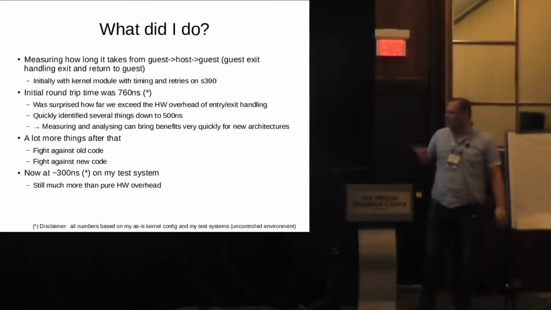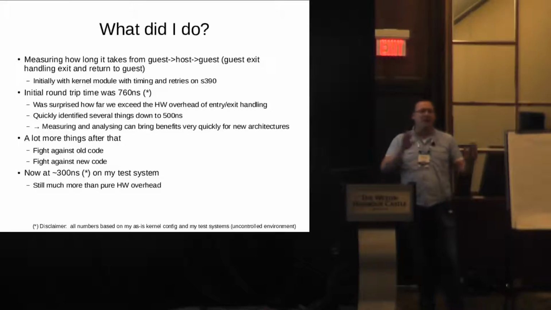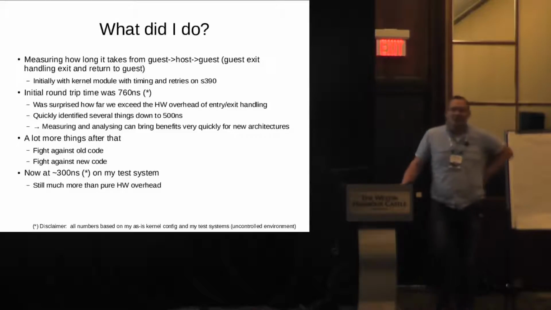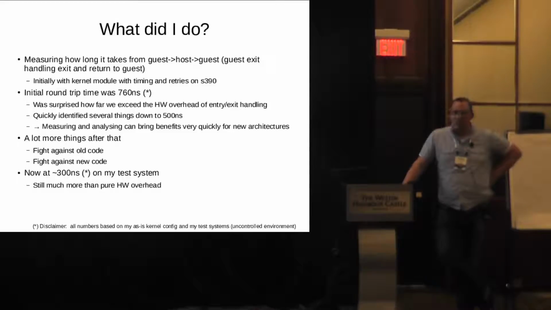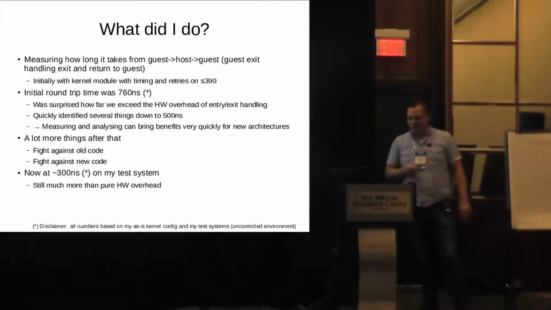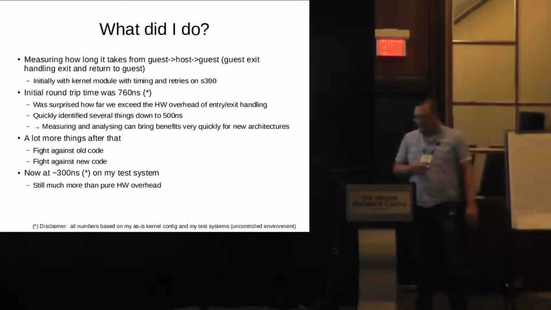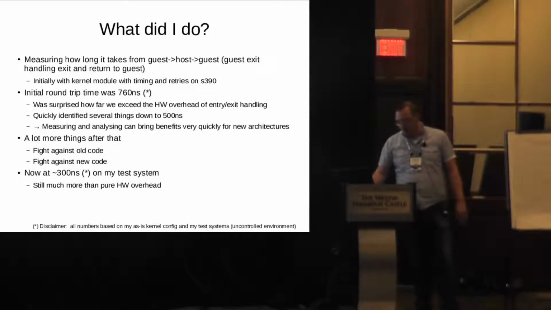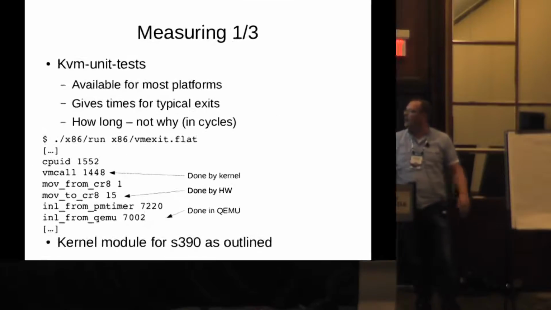Today I'm on 300 nanoseconds on my test system with my private kernel config, so this is a totally uncontrolled measurement. Any kernel config might change that number really heavily, so there's no value in comparing that to whatever. I also have some numbers for x86 on the next slides. Okay. The interesting thing is, this is still much higher than the hardware overhead that I know of.